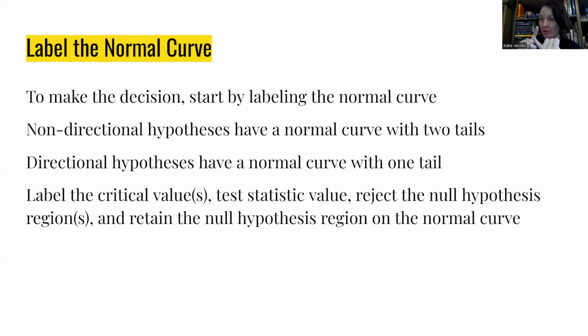So you're going to want to label the critical value or values, your test statistic value, the reject the null hypothesis region or regions, depending if you wrote your hypotheses directionally or non-directionally. And then you're going to also want to write the retain the null hypothesis region on the normal curve. I didn't add this in there, but often I'm going to put the 0 in the middle as well on the normal curve so that I can orient where my positive and negative numbers are.